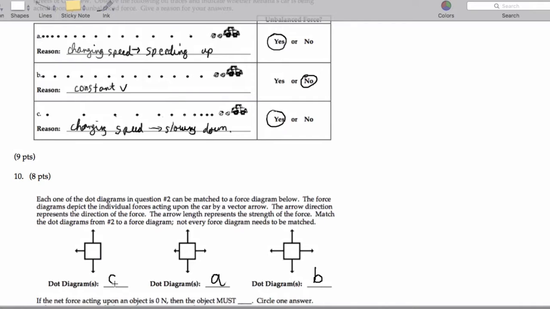That makes our leftover one C, but let's talk about why. So it's moving forward and slowing down, which means the net force has to be to the left because it's trying to stop it from moving to the right.